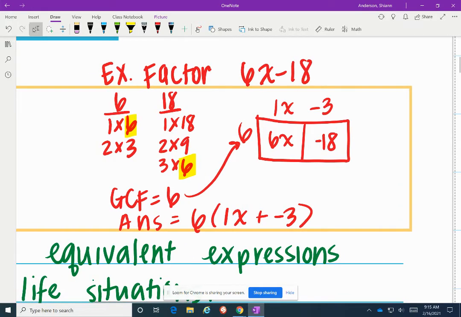So again, list out your factors for 6 and 18. I come up with a GCF of 6. That's the biggest common factor. So some people were just pulling out common factors. Make sure you have the biggest one.